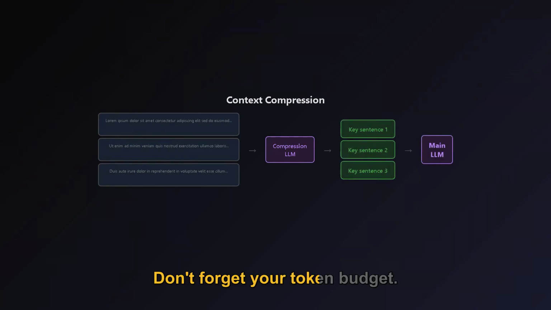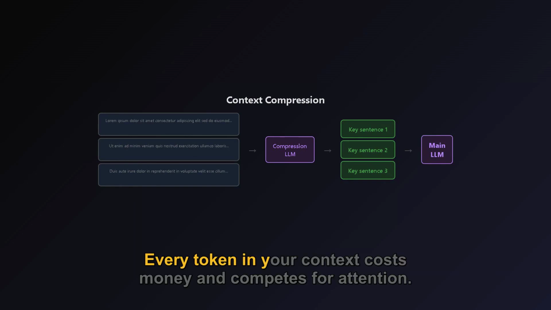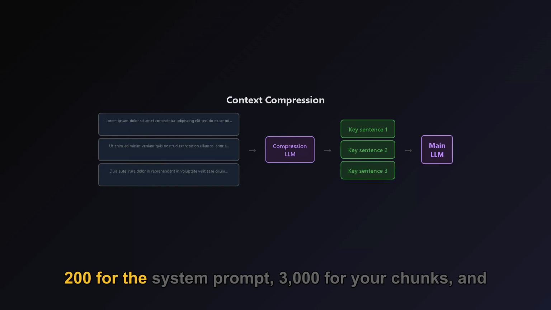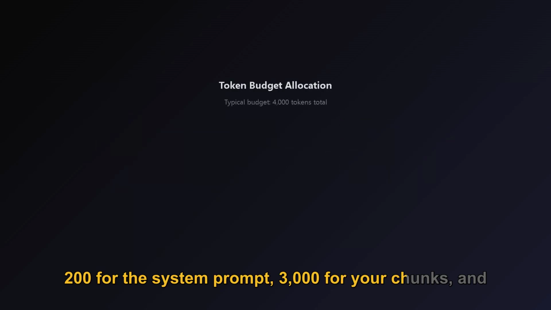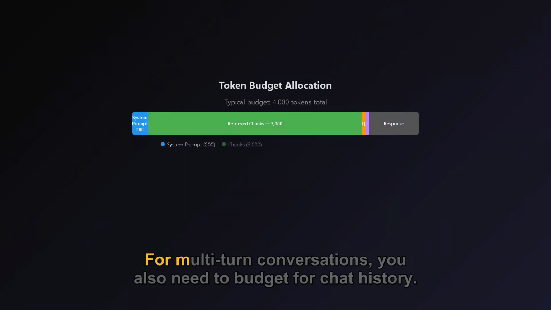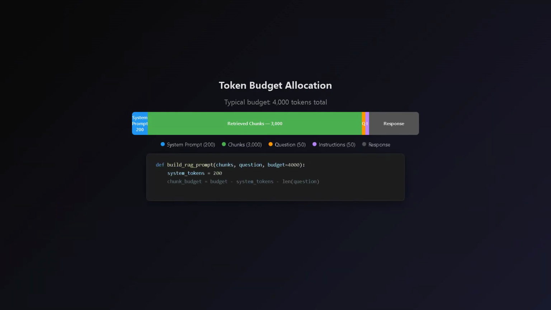Don't forget your token budget. Every token in your context costs money and competes for attention. A typical budget might be 4,000 tokens total, 200 for the system prompt, 3,000 for your chunks, and the rest for the question and instructions. For multi-turn conversations, you also need to budget for chat history.